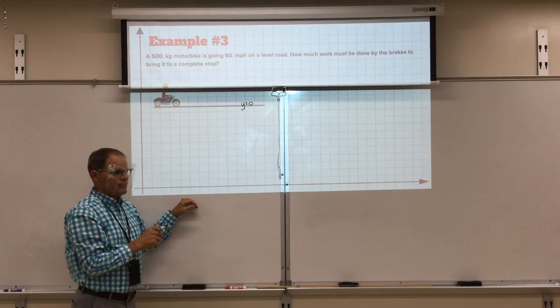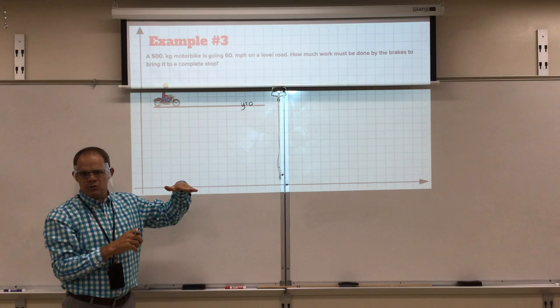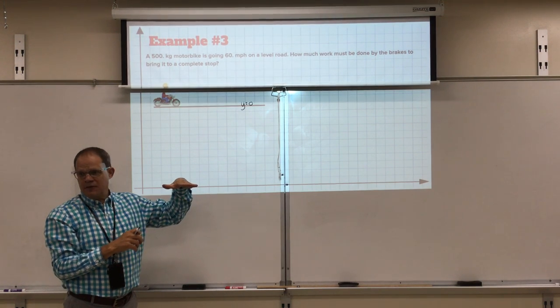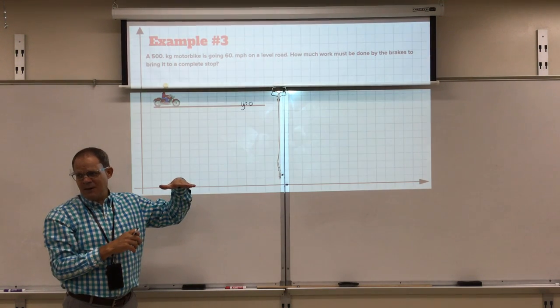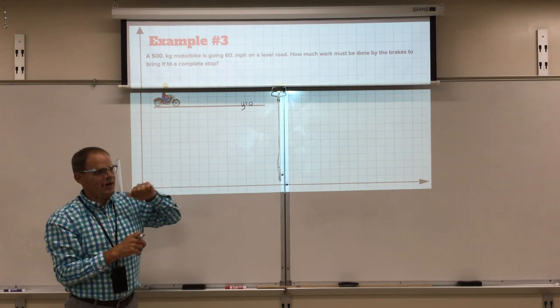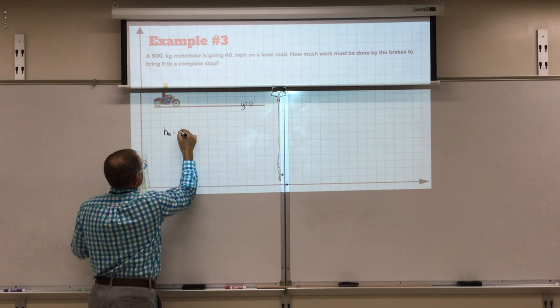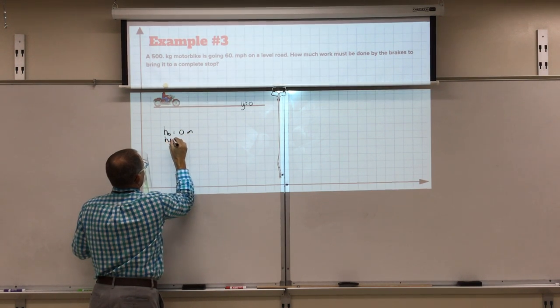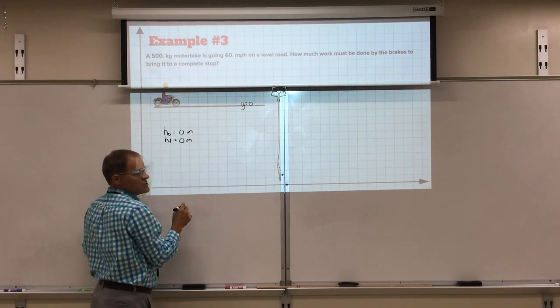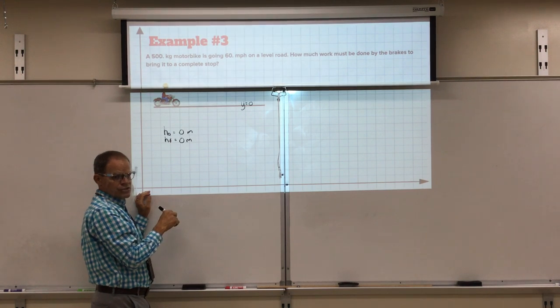Okay? So, does he have any potential energy at the beginning of the problem? At the end of the problem? No, this one's going to be kind of easy, right? So here's what we know. The initial height of the motorbike is 0 meters, and the final height of the motorbike is 0 meters. His potential energy is not going to change.